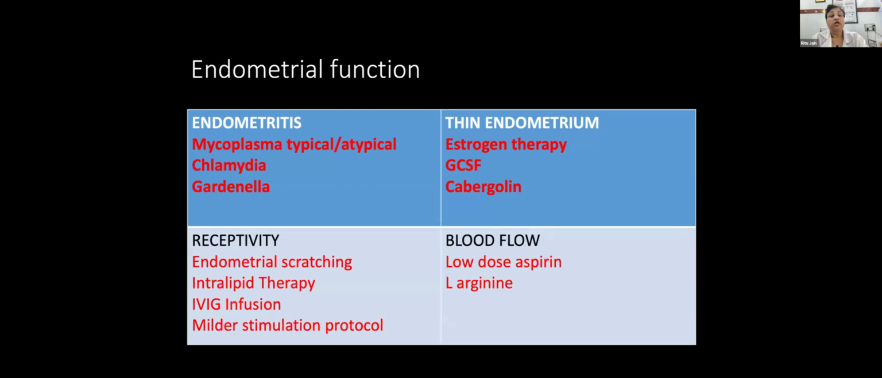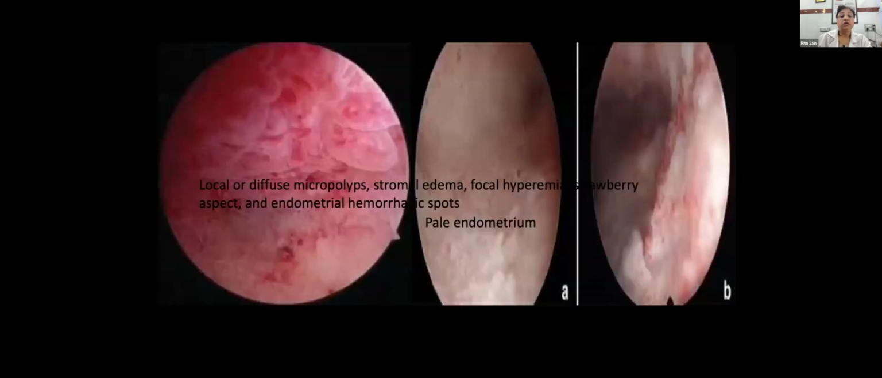Now, coming to the host factors like endometrial, be it anatomical or functional, these need to be improved in cases of RIF. Check for endometritis and treat adequately for mycoplasma, chlamydia, Gardnerella. A thin endometrium needs treatment with estrogen therapy, G-CSF or cabergoline. Other approaches for receptivity have been endometrial scratching, intralipid, IVIG, stimulation protocol change, or improving blood flow with low dose aspirin or L-arginine. Let us see what the recommendations are regarding these.